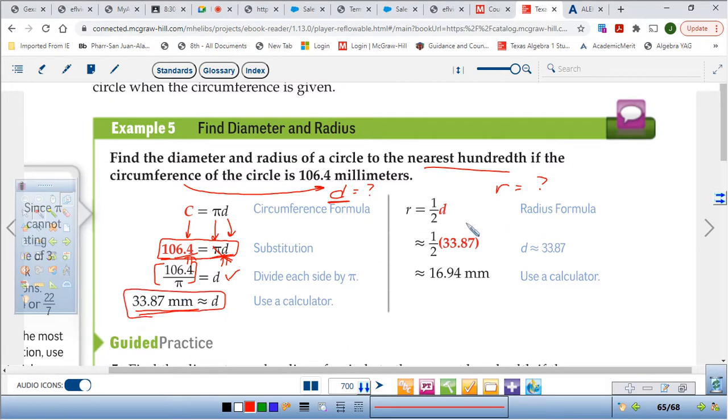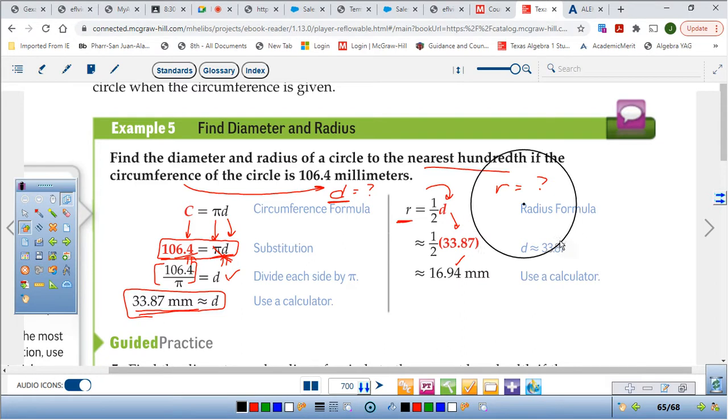Let's look at this one over here. So regarding the formula here, well, this is what they did. They realized since the radius is really half of the diameter, well, get the diameter at 33.87 and divide it by half, and it gives me 16.94. That's one way of doing it. We can use the, ooh, my bad.